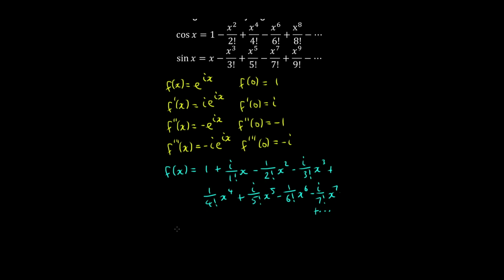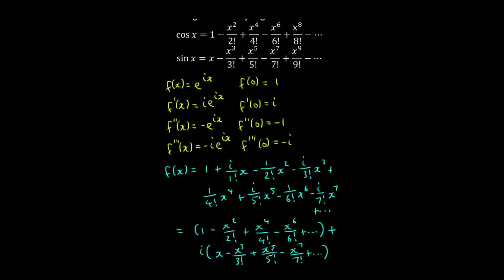And now we can group the real and imaginary terms together. And we've factored out the imaginary number. So as you can see, this here is cosine x, and this here is i sin x.